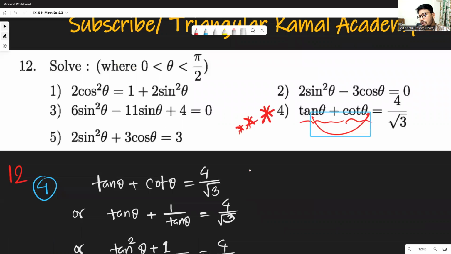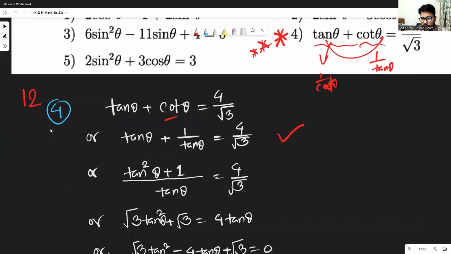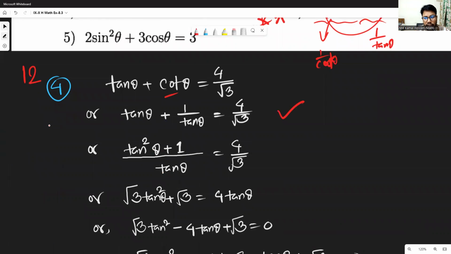There are tan and cot. We just have to change either cot equals 1 by tan, or we can write tan equals 1 by cot. No problem, you can change any one. So in question number 4, we have changed cot equals 1 by tan theta, because tan and cot are reciprocal identities. So now take tan as LCM, like here a plus b by a.